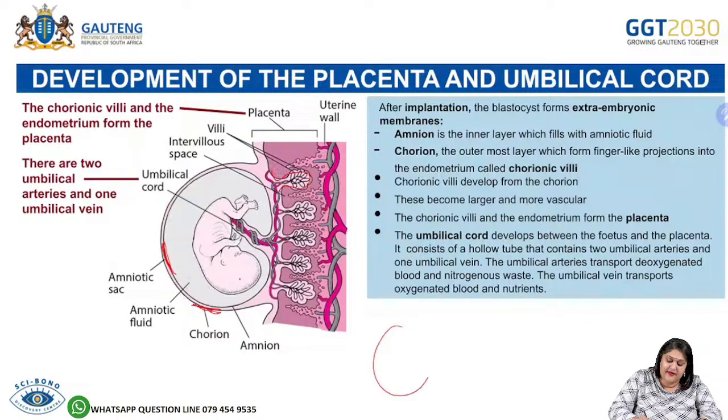Now, how to remember how many arteries we have and how many veins? Okay, we have 2 umbilical arteries. I'm just drawing a smiley face. That's 2 A's there for 2 umbilical arteries and 1 umbilical vein, the V, so we have a little smiley face. Okay, so that's just to help you remember that there are 2 arteries and 1 vein.